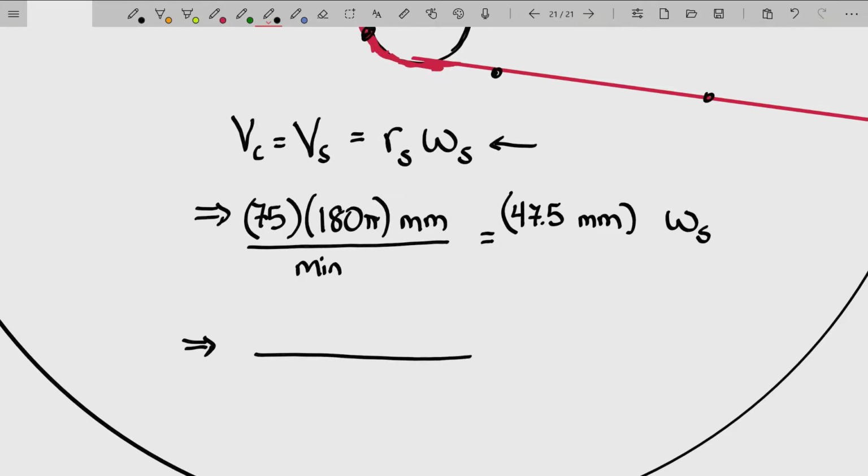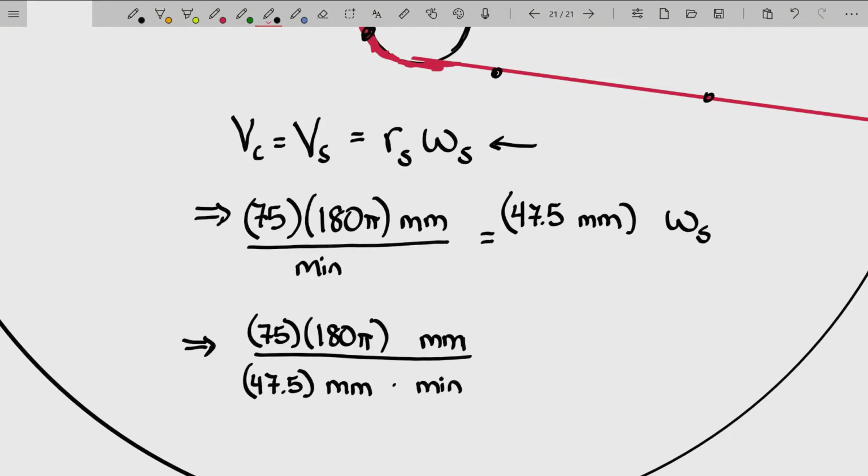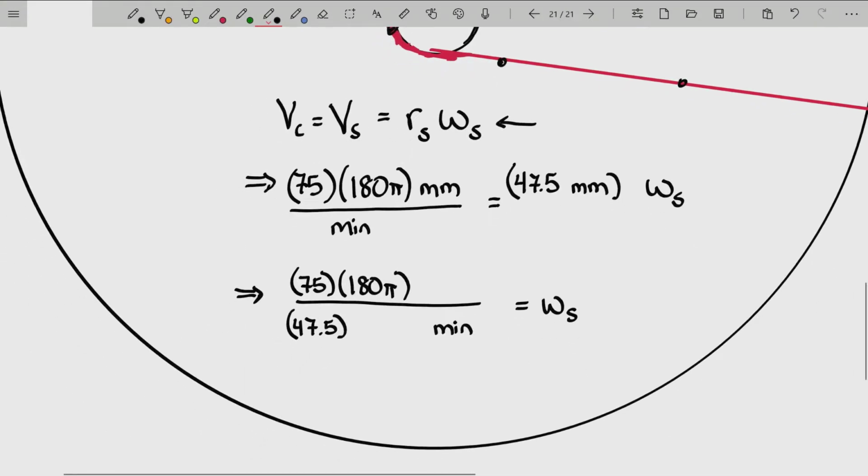This ends up being 75 times 180 pi millimeters, divided by 47.5 millimeters, and then times minutes. By the way, that's the angular velocity of the sprocket. But we can see that the millimeters are going to cancel beautifully. And so this gives us a unitless measure on the top, which is a radian, divided by minutes. So this is the number of radians per minute. This works out beautifully. So now we have the angular speed of the sprocket.